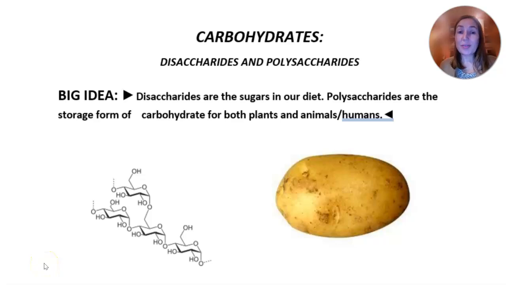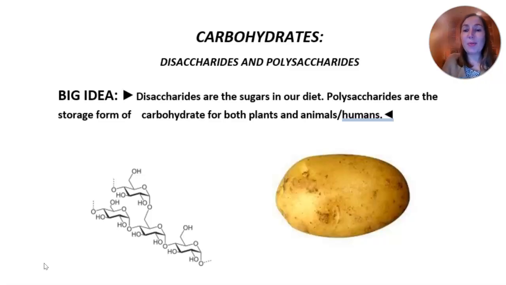Next up in our discussion of carbohydrates is disaccharides and polysaccharides. Specifically, this video is going to focus mainly on the disaccharides. So the big idea here is that disaccharides are the sugars in our diet. Polysaccharides are the storage form of carbohydrates for both plants and animals, humans, us included.